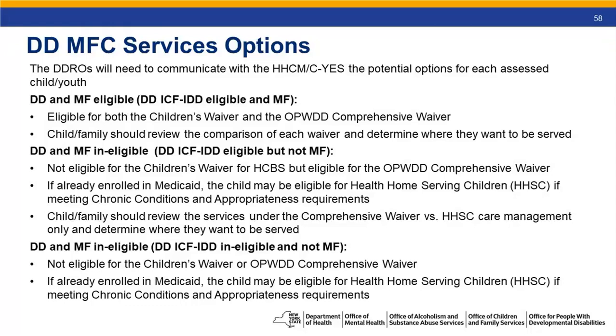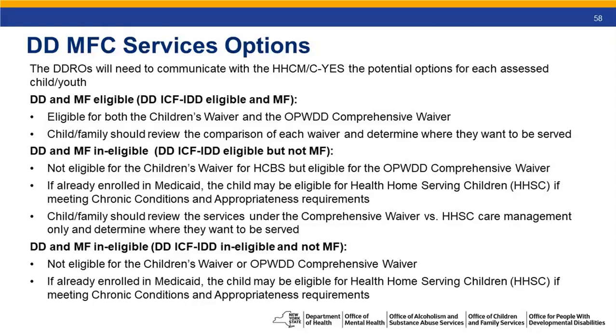And when you're also directing families where they should go. If the child is found DD, so they meet the ICF IDD eligibility and med-frag, that means they are eligible for both the children's waiver and the OPWDD comprehensive waiver. So you should review and compare each of the waivers, and then the family gets to determine which waiver they want to be served in.